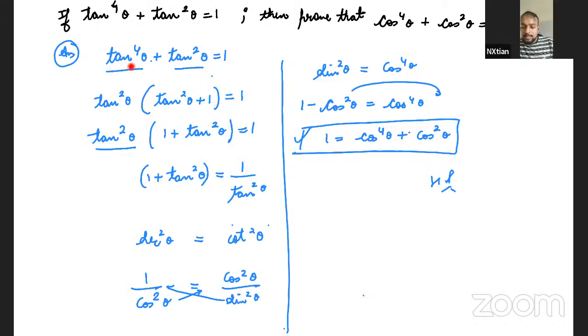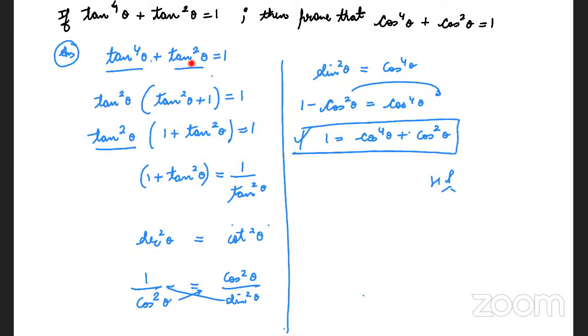See, tan 4 theta plus tan square theta is equal to 1. This is given. Okay. Now I take out tan square theta as a common. So tan 4 theta is there, I take out tan square theta as common. So what will remain behind? Tan square theta, because out of 4, 2 is out. So 2 will remain behind. Yes or no? Okay.